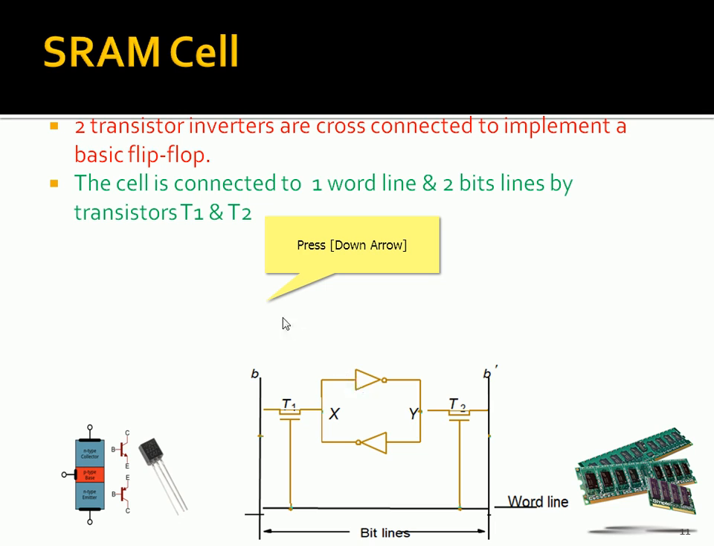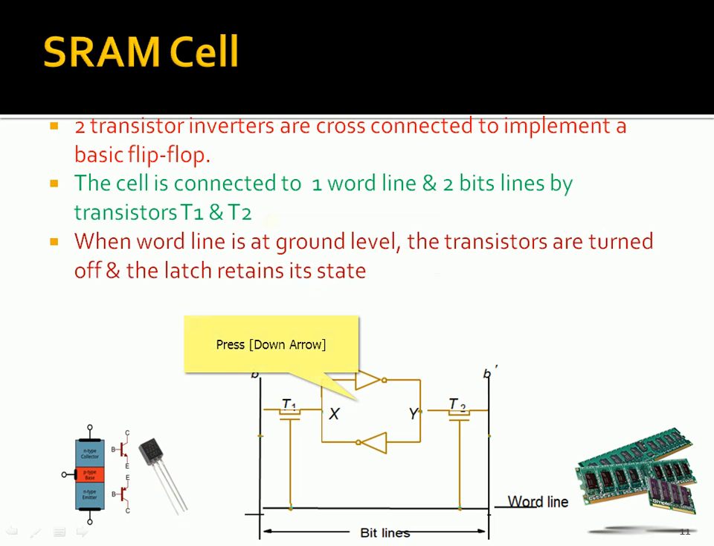So we can have that. When the word line is at a ground level, the transistors are turned off. Transistor off when this is connected to the ground line. The word line is connected to ground, so then the transistor will be off. The latch states retain their information. So the information which is available in the cell which is locked, it retains. When the word line is connected to the ground, the information will be retained in the cell.